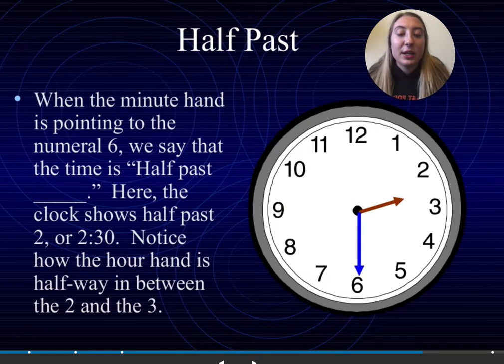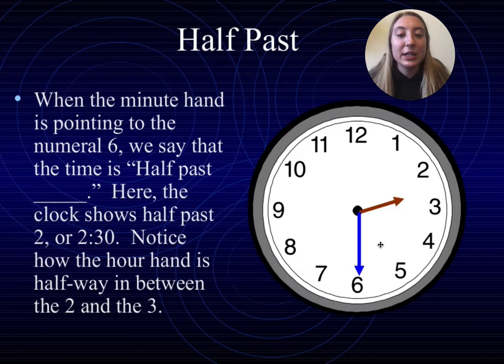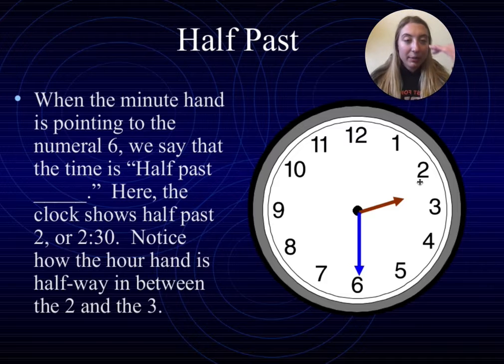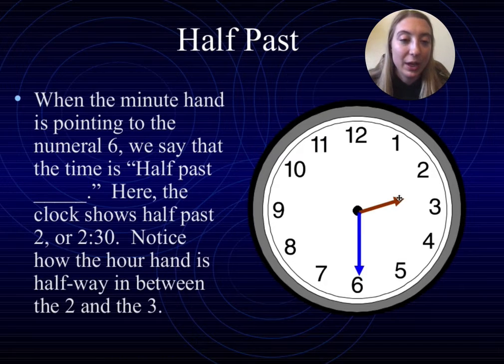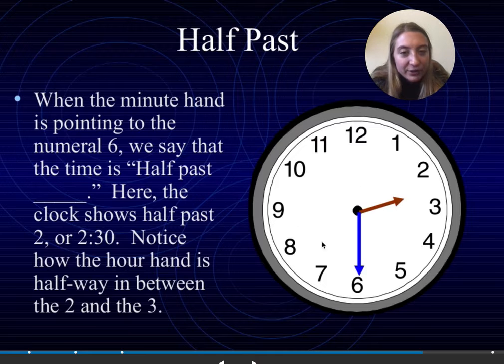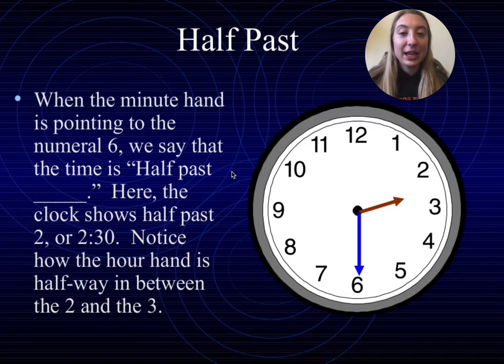When the minute hand is pointing to the number 6, we're going to say the time is half past. So here the clock shows half past 2, because if I look at my hour, remember we go back to the 2. So it is 30 minutes past 2. So we would say 2:30. Notice how the hour hand is halfway between the 2 and the 3. So we are halfway through 2 o'clock, so 2:30. And you can see it's right in the middle. So when it's 30 minutes, we say half past. So quarter is 15, half is 30.